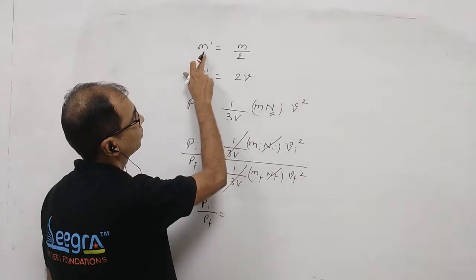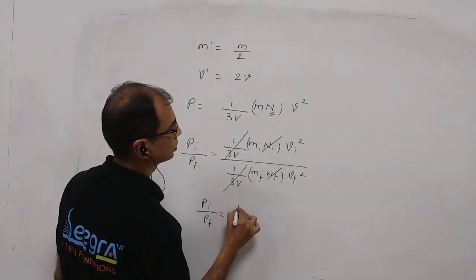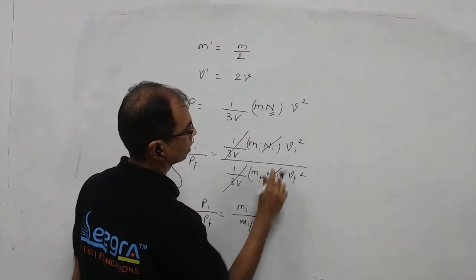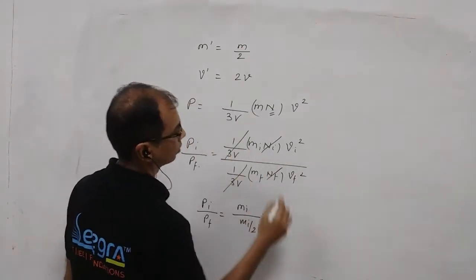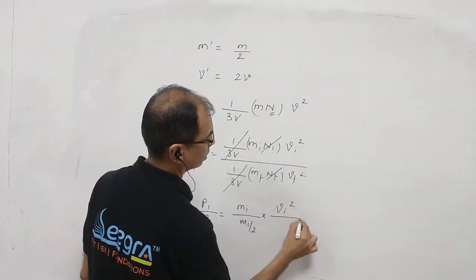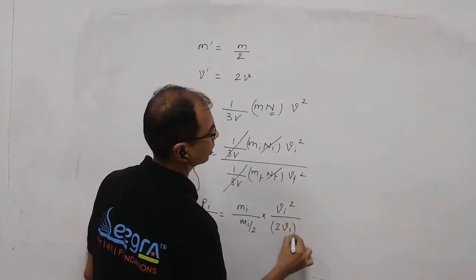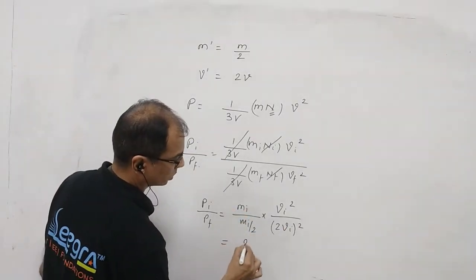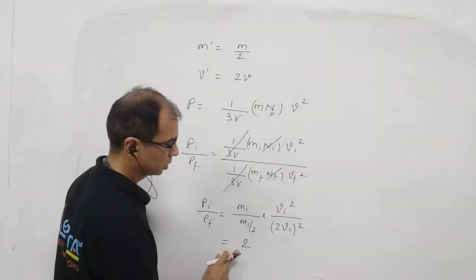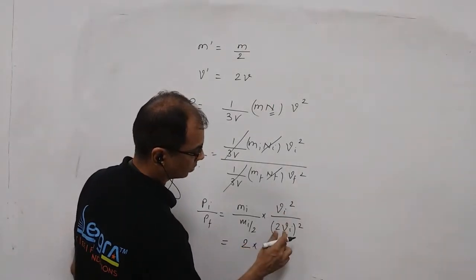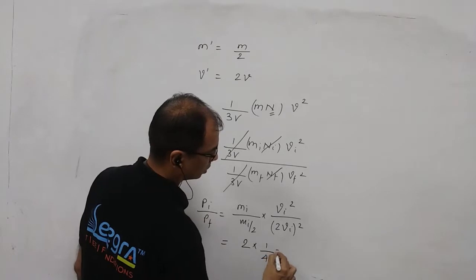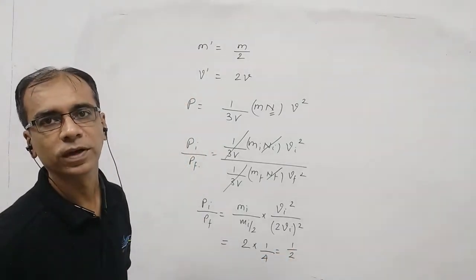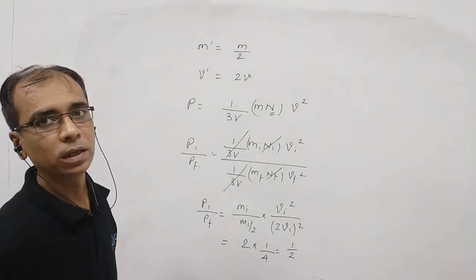Now he says Mf is Mi by 2. Then he says Vf is 2Vi. So Vi square by 2Vi square. So this Mi gets cancelled. This 1 by 2 is going here, this will be 2. Then here Vi square cancelled, but this is 1 by 4. Our answer is 1 by 2. So pressure initial to pressure final ratio is 1 by 2.